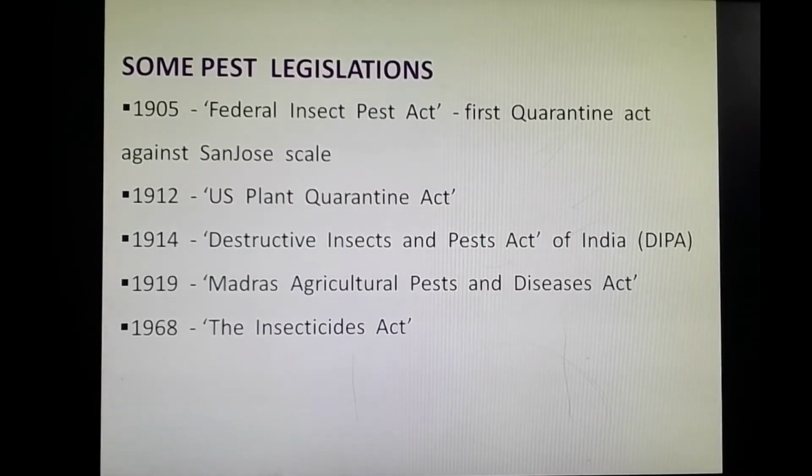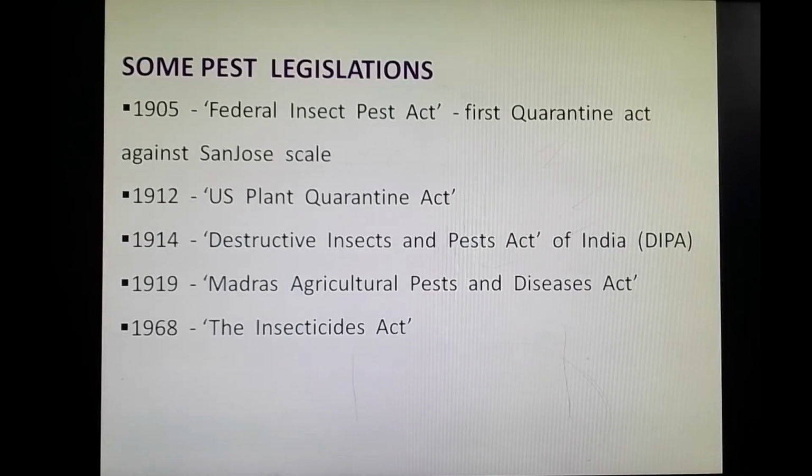Now, some of the pest legislations, let's quickly go through. In 1905, the first Quarantine Act, which was there under Federal Insect Pest Act against San Jose scale. Then in 1912, if you are recalling the class where we discussed the history of integrated pest management, there we discussed that USA was the first country to pass the Plant Quarantine Act in 1912.